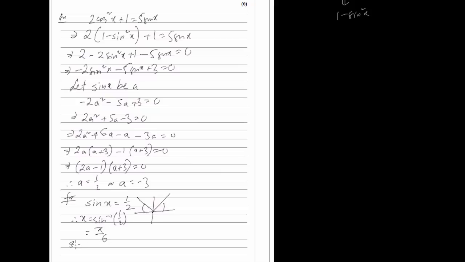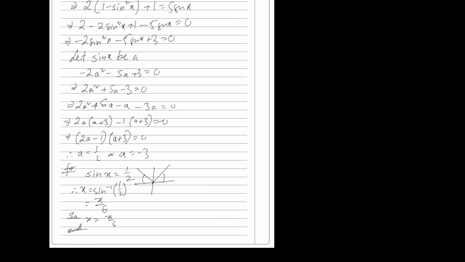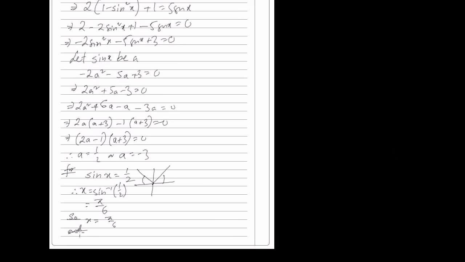So first is pi by 6, and the second one is, since it's in the second quadrant, 180, which means pi minus the basic angle pi by 6. So this would be 6 minus 1, 5 pi by 6. That means the answer is x equals pi by 6, x equals 5 pi by 6. So this is the sum.